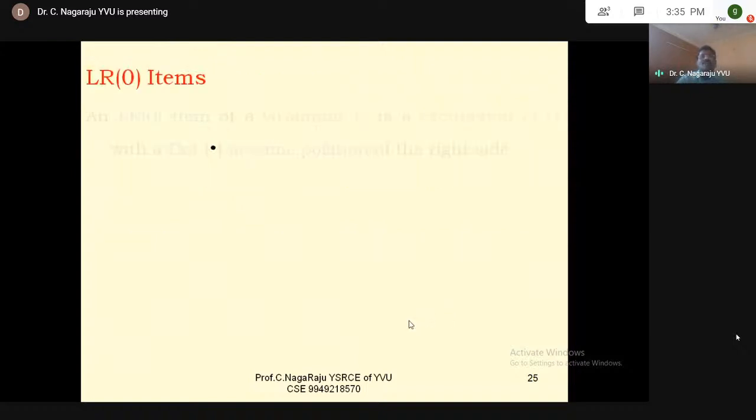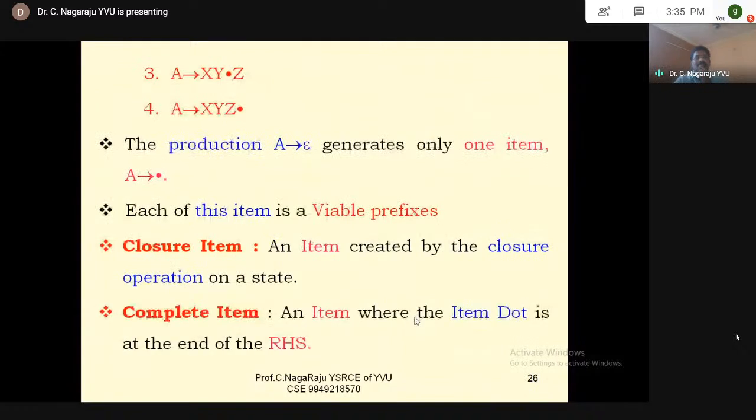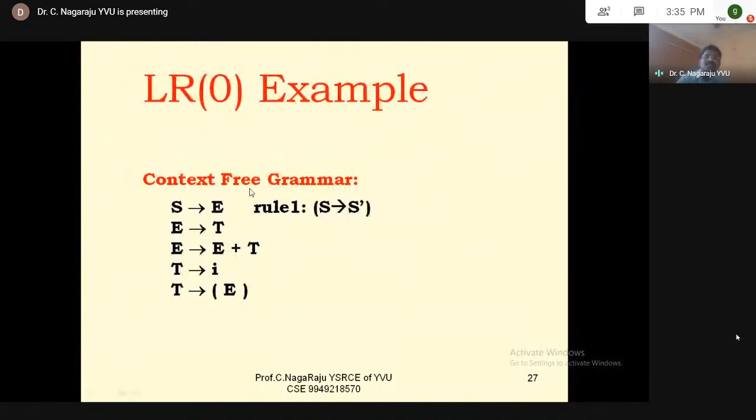But how do we get this augmented grammar? For example, here we have an LR context free grammar, where E tends to E plus T, and T tends to this one. This is actually a context free grammar. To it we can add one more top production, where S can have the form of E, and for the same E we use rule 1, that is S' tends to S.